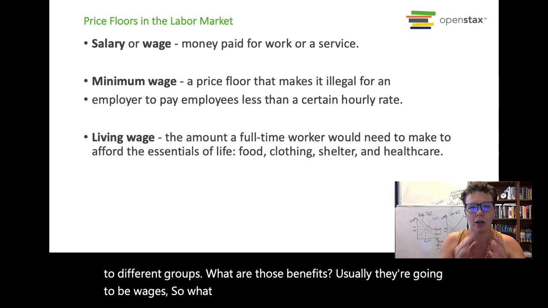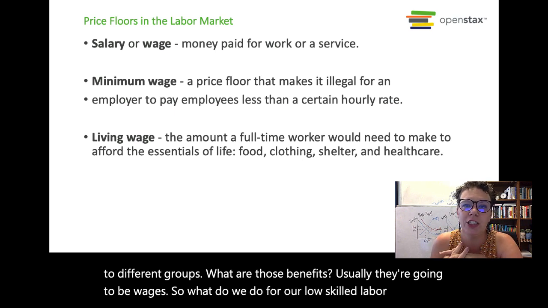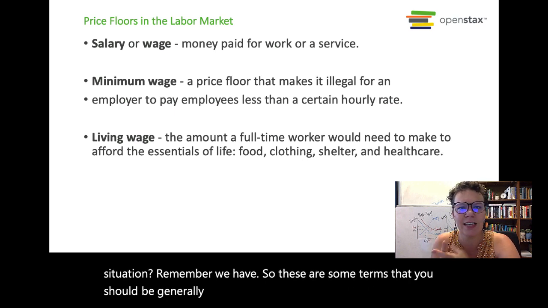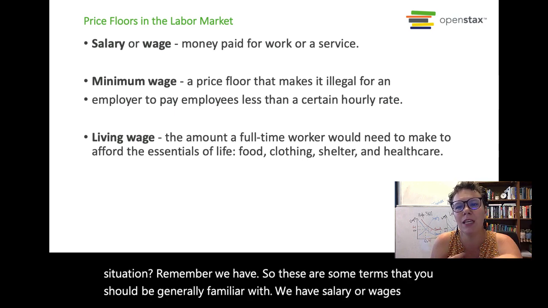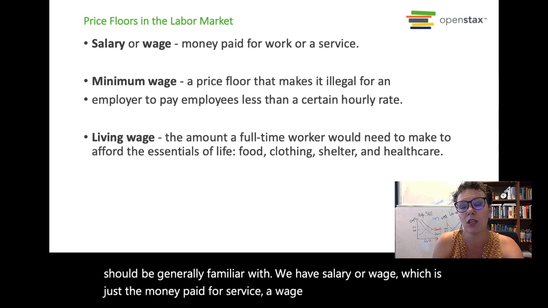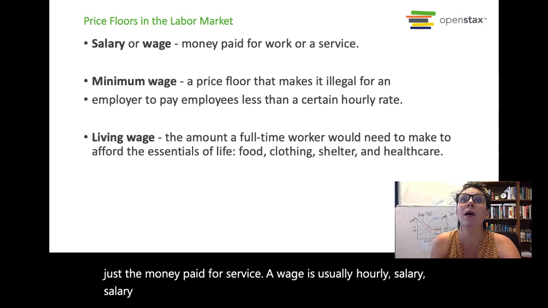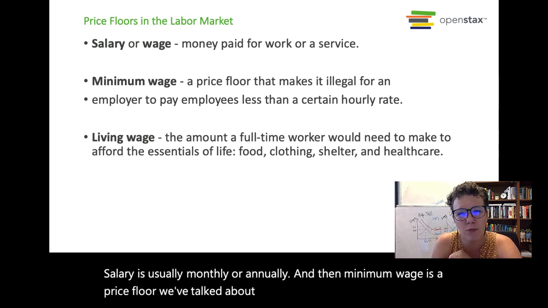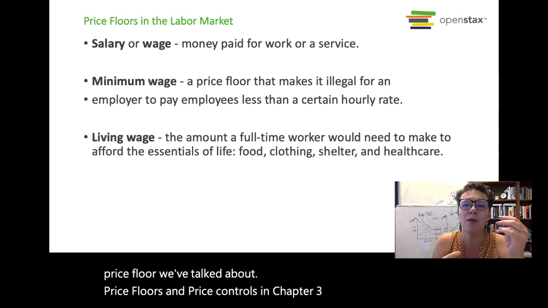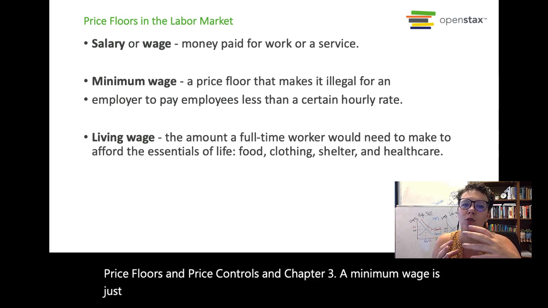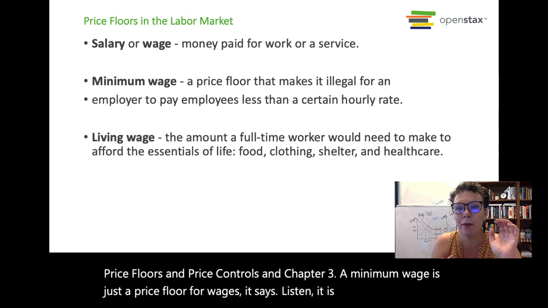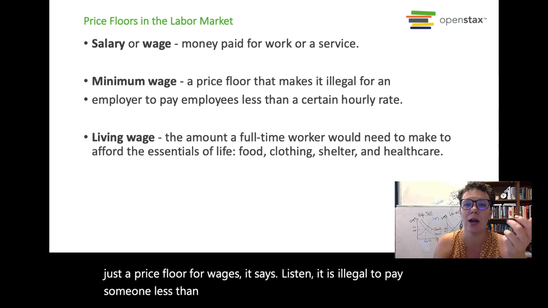So what do we do for our low-skilled labor in this situation? These are some terms that you should be generally familiar with. We have salary or wage, which is just the money paid for service. A wage is usually hourly. Salary is usually monthly or annually. And then minimum wage is a price floor. We talked about price floors and price controls in Chapter 3. A minimum wage is just a price floor for wages. It says, listen, it is illegal to pay someone less than this certain hourly wage.